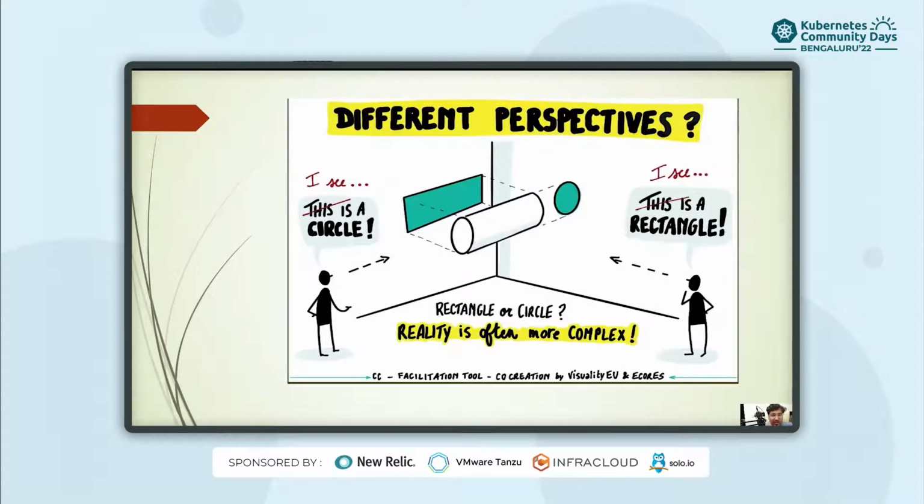So this diagram is a very nice diagram. As you can see here, I am showing a cuboid. In the left, the person is seeing it as a circle. In the right, the person is seeing it as a rectangle. But the reality is more complex. So there are different perspectives, right? Some might think that this is like a circle, some might think this is a rectangle. But it's an architect's job to have a holistic overview of the system and say that no, this is neither a circle nor a rectangle, rather a cuboid.